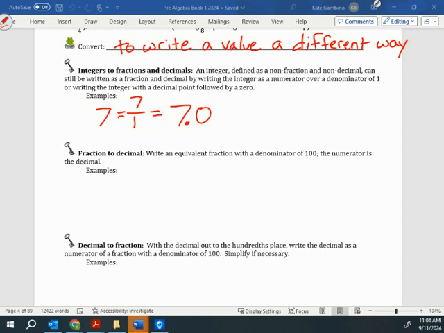Same thing with negatives, because negative numbers can be integers. So if I have a -9, that's the same as saying negative 9/1, which is the same as negative 9.0. So even though an integer technically can't be a fraction or a decimal, we can see it written that way.